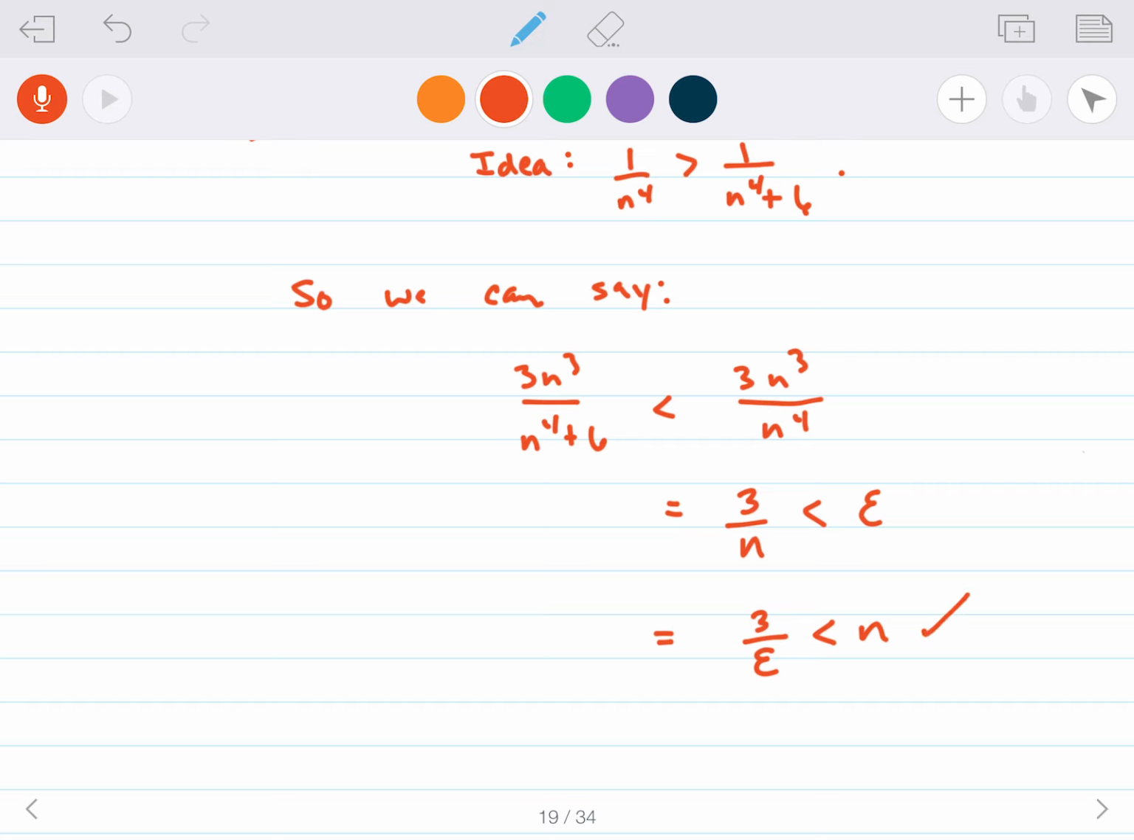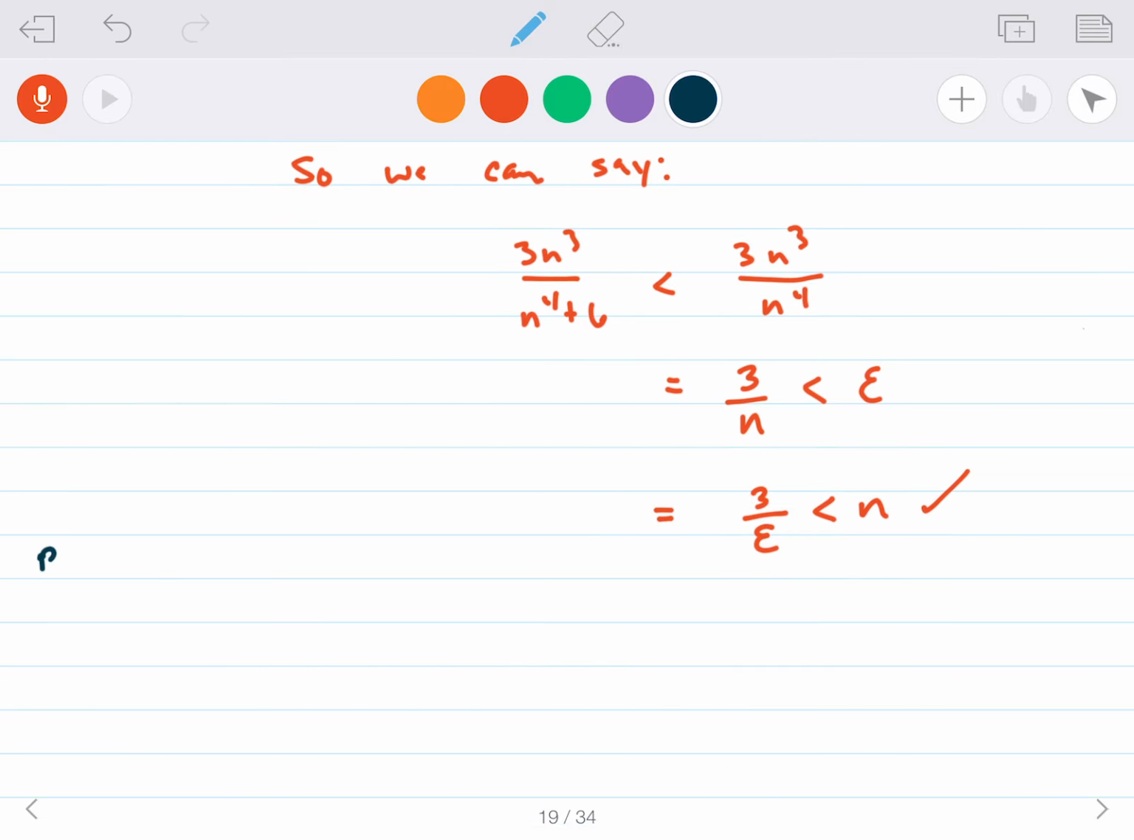Okay, so that was the scratch work. We wanted little n bigger than something in terms of epsilon. We never want little n to be in terms of little n. I mean, that doesn't make any sense. We only want our little n to be in terms of epsilon because our big N should only depend on epsilon. Okay, so here's the proof. Let epsilon be bigger than 0. Choose capital N. We know what to choose for capital N. Choose capital N bigger than 3 over epsilon.